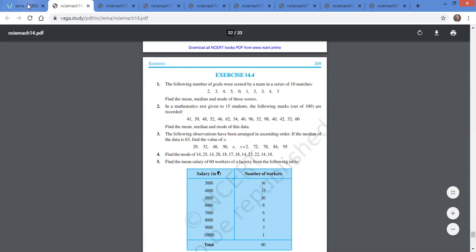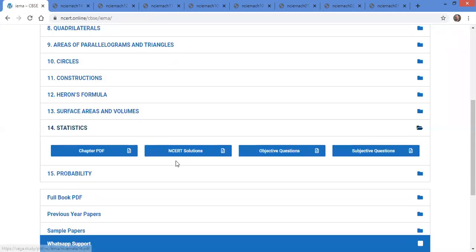And in the last chapter, we have probability. Probability, there is nothing cut. It's already a small chapter. So this is about the deletions. 30% has been reduced due to the COVID conditions. So the remaining 70% you need to do thoroughly.